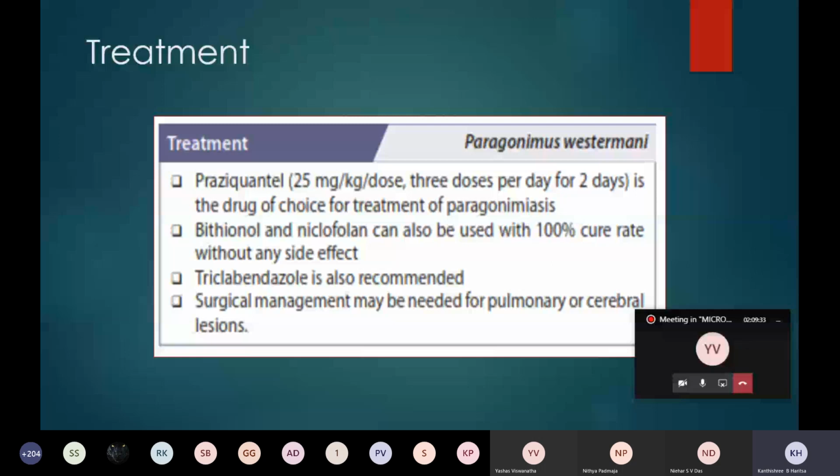So coming to the treatment, praziquantel 25 mg per kg per dose, 3 doses per day for 2 days is the standard protocol. Bithionol and niclofolan can also be used. Triclabendazole is also recommended. Then surgical management will be needed for pulmonary or cerebral lesions.